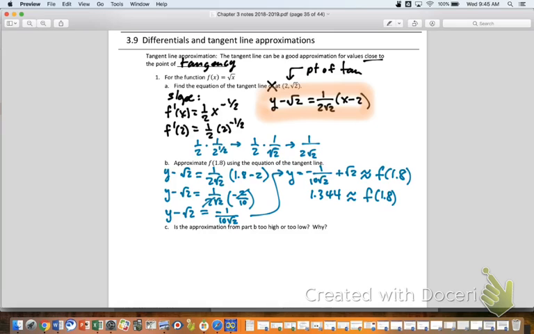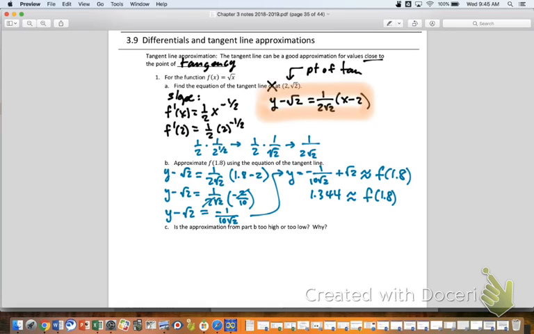Okay, so we've done A lots of times. We've done B a decent number of times. C is new, so let me give you guys a little instruction on C. Is the approximation from part B too high or too low, and why? The reasoning is not going to be, well, I used my calculator, and I found out what the real answer is, and it was higher than mine, so my estimate was too low. That's never going to be the way the question is posed.